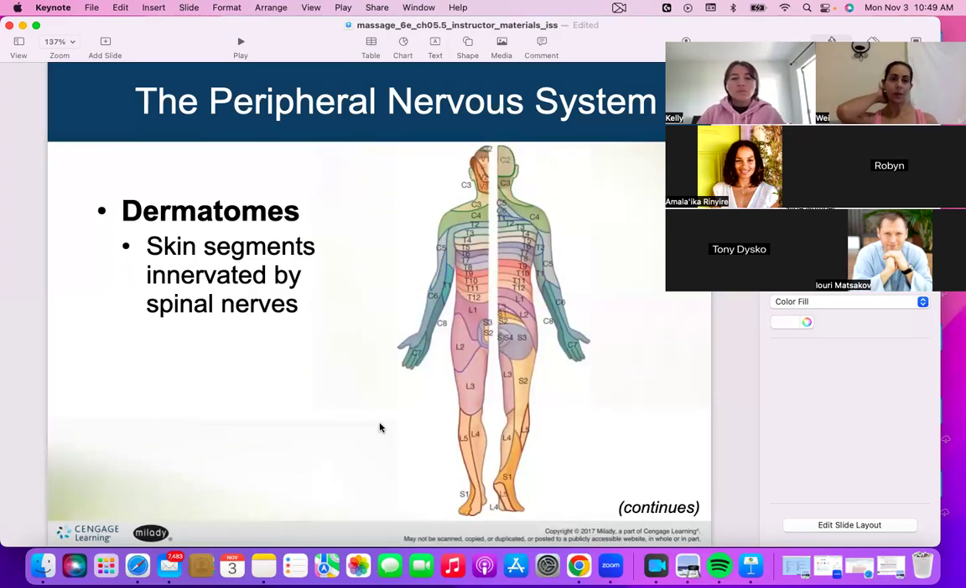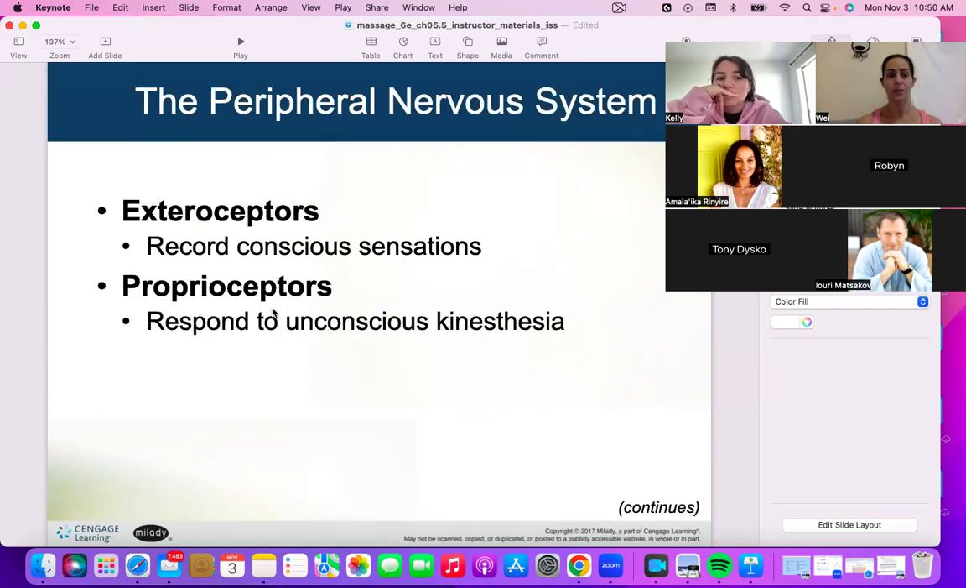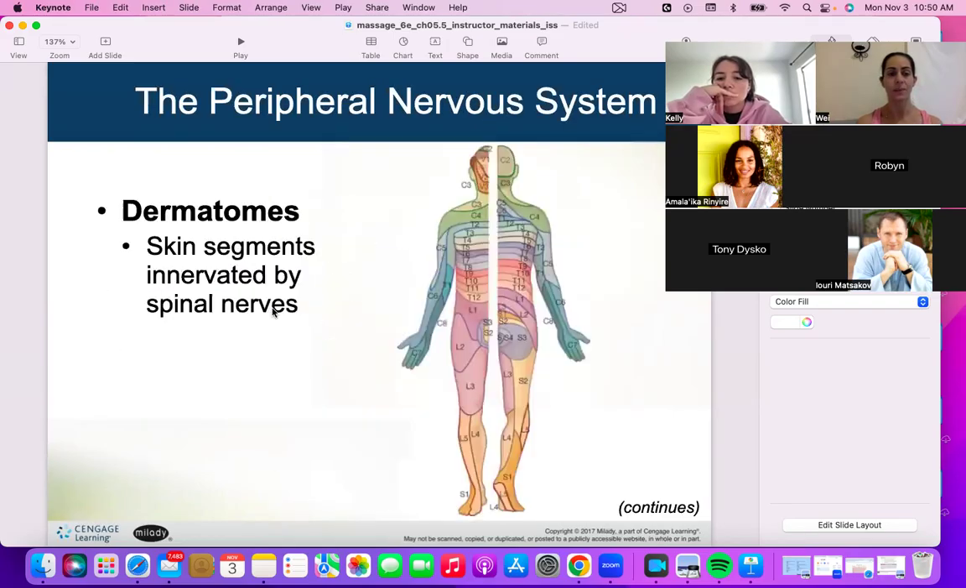All right, now, two things about the peripheral nervous system that are used a lot in muscle testing and figuring out if there's a damage to a nerve or not: the dermatomes and the myotomes. Most important is the dermatome. It's a skin segment innervated by the spinal nerve.